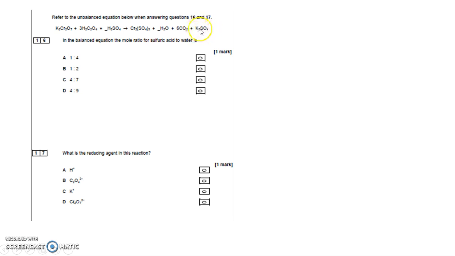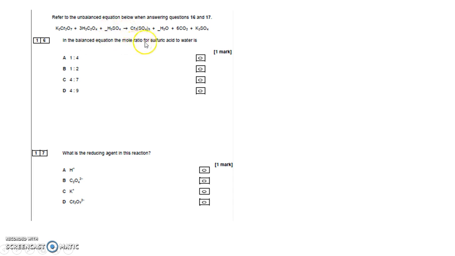K2SO4. There's 2 K's and 4 O's, but there's 1 S. 3 S's and 1 S is 4. So I've got 4 S's on the right hand side, and here on the left hand side S only appears in here, and there's 1 S in there now, so there must be 4 in front of the H2SO4. So I've automatically got a 4 in front of the H2SO4.